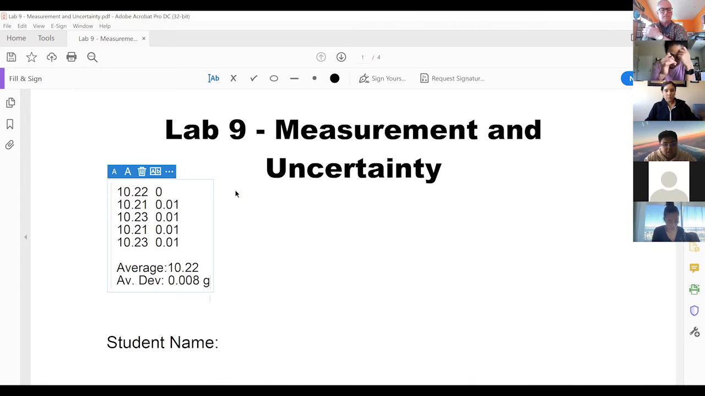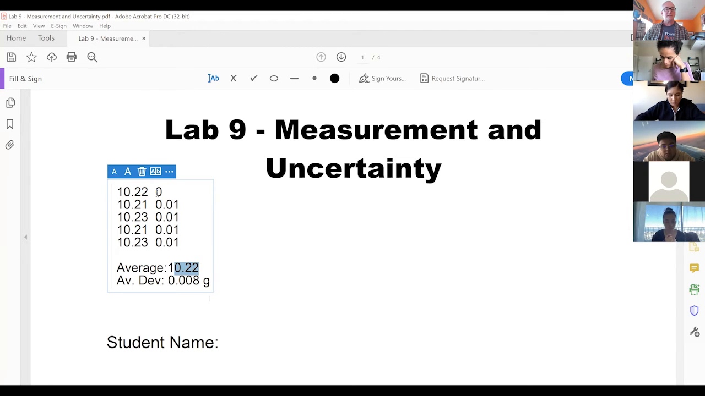Professor, how did you get the deviation in the second column next to the 10.22, like the 0.01, 0.01? Yeah, each of those is the deviation from the average. So each one of these numbers is a specific measurement, and then the average is this.